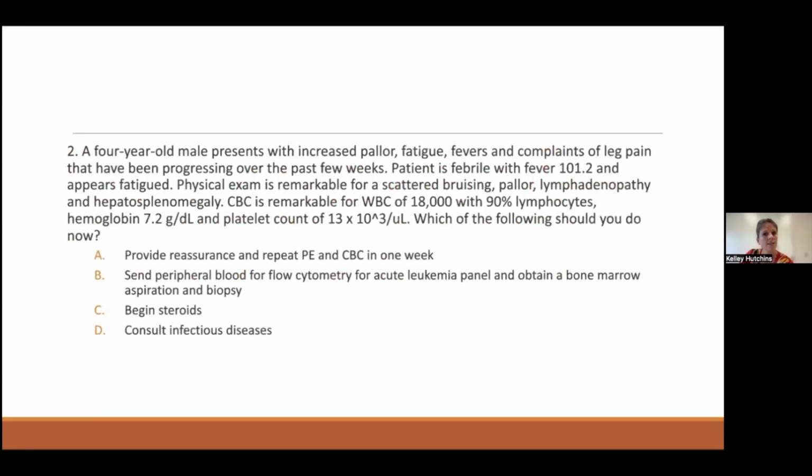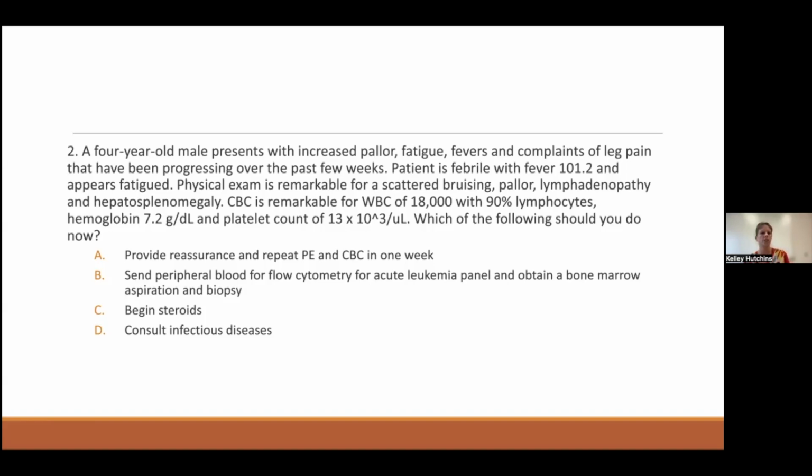So this next patient is another 4-year-old male who comes to you with increased pallor, fatigue, and fevers, with complaints of leg pain that have been progressing over the past few weeks. In your clinic, the patient has a fever of 101.2 and looks tired and pale. He also has scattered bruising, and you notice lymphadenopathy and hepatosplenomegaly. You get a CBC, and it's remarkable for a mild leukocytosis with a white count of 18,000, predominantly lymphocytes, a hemoglobin of 7.2, and platelets of 13.